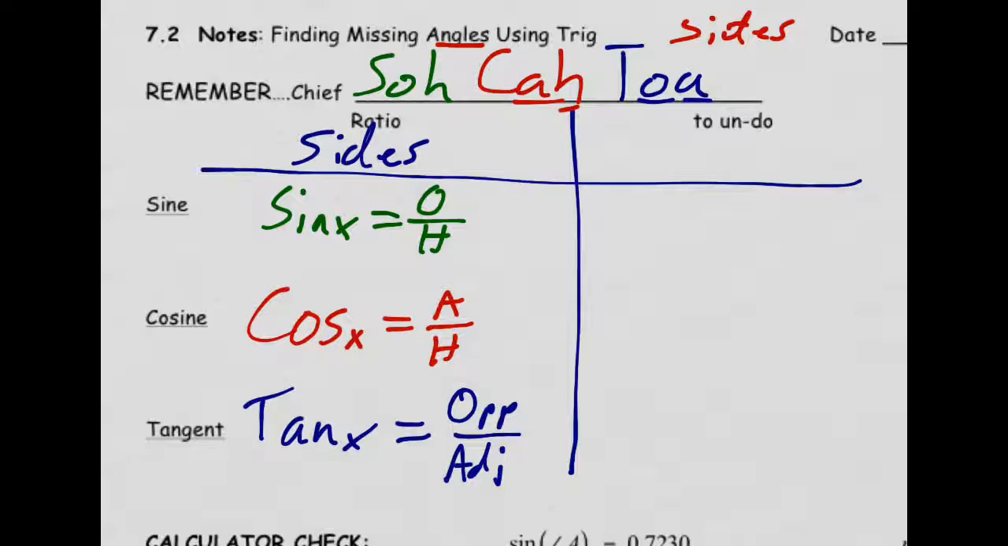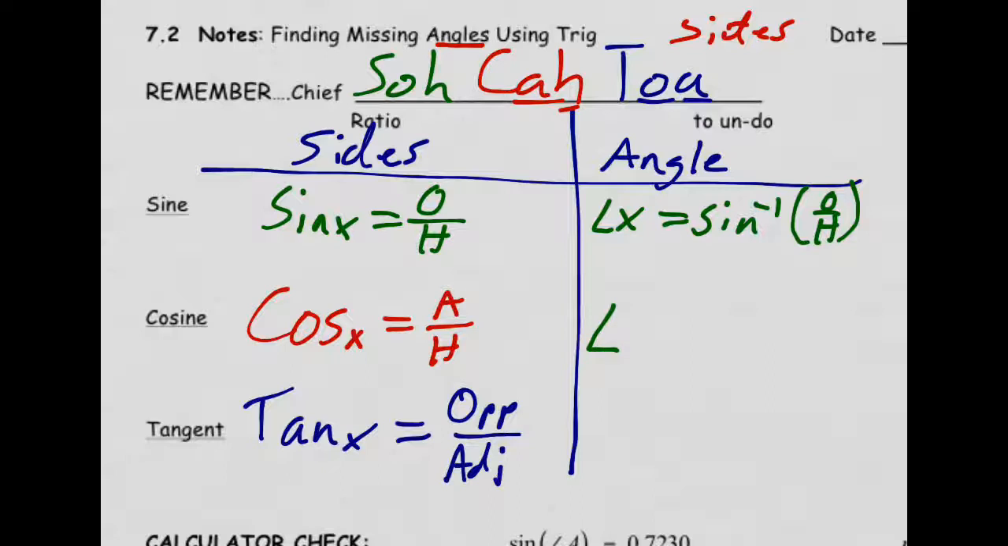But if you're looking for a missing angle, you're going to go about it a little bit differently. You're going to say that angle x equals the inverse sine of your opposite over hypotenuse. Now, what is inverse sine, you ask? Well, we'll get to that in just a little bit, but right now just go ahead and write these down because you'll want to have this written down.